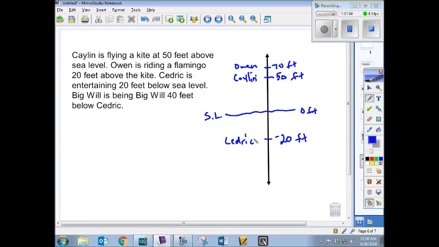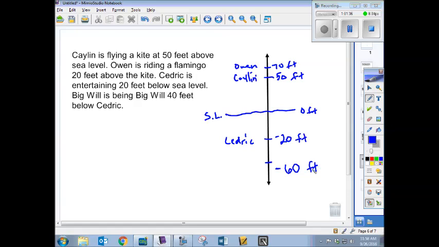Okay, now Cedric is entertaining 20 feet below the sea level. That's pretty easy, right? Negative 20. Okay, now Big Will is being Big Will, 40 feet below Cedric. So where is Big Will going to be in the water? 40 feet below Cedric, right? So what number is that going to be on the number line? Good. Not 60, but negative 60, right? Negative 60.